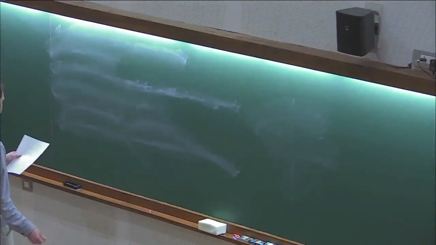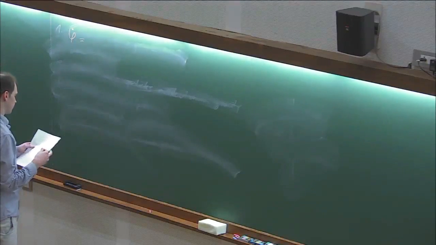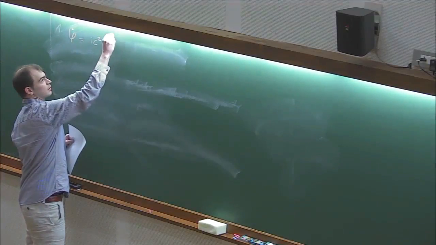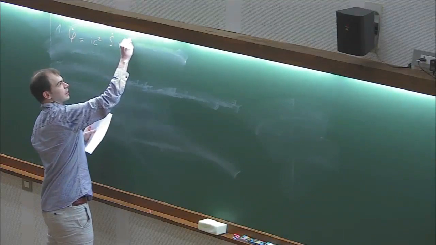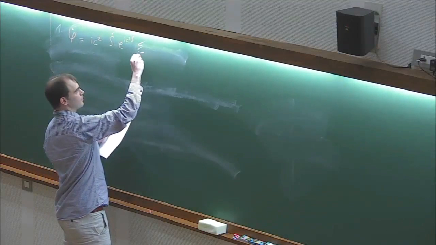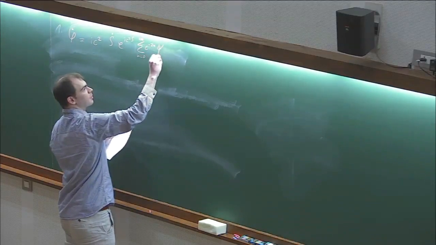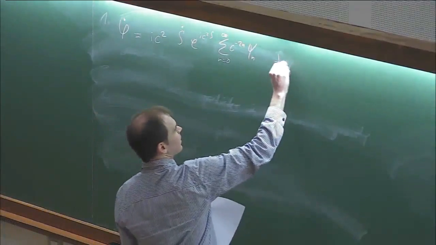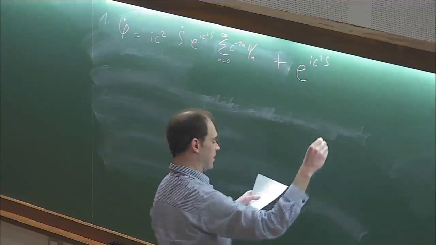Yeah, so first of all, what we can do with this approach is calculate the derivative. If we calculate the first time derivative of this field phi, what you get is i c squared s dot, and then we have e to the i c squared s, plus e to the i c squared s.